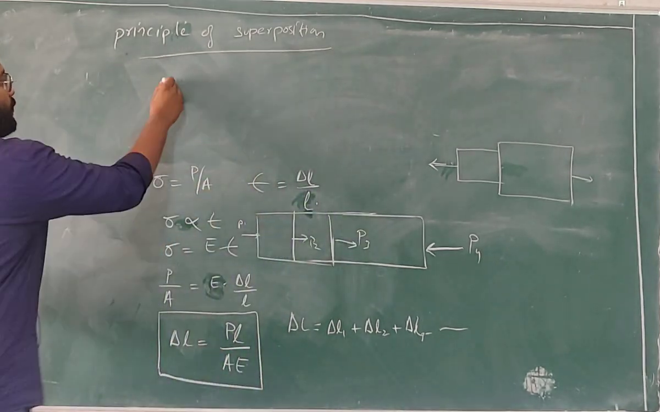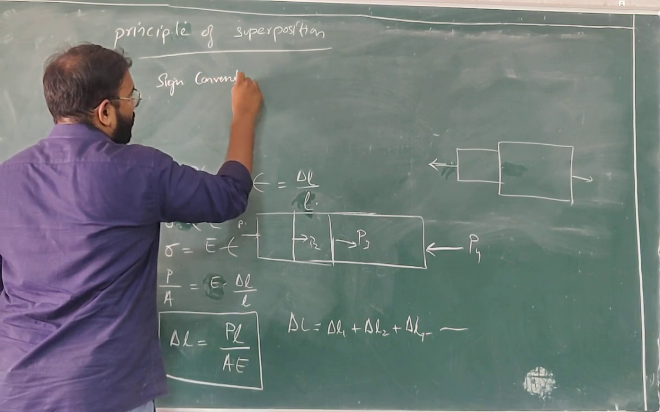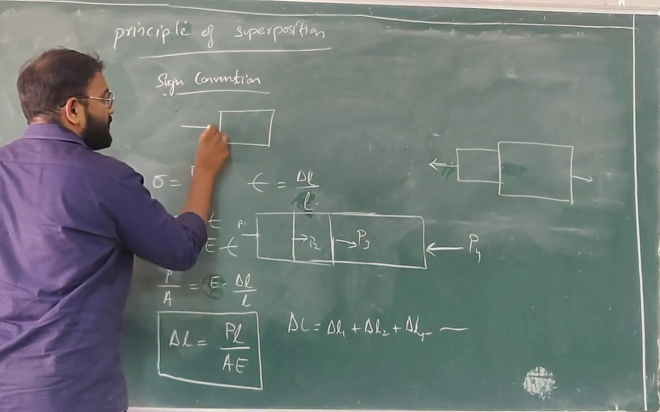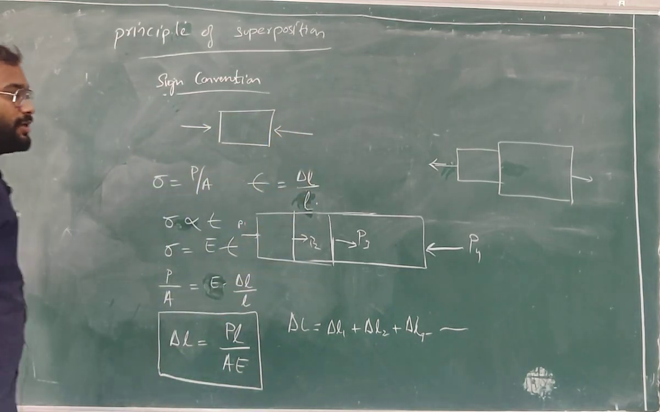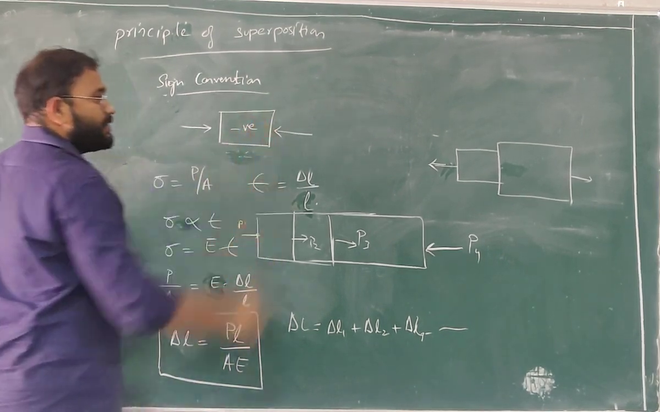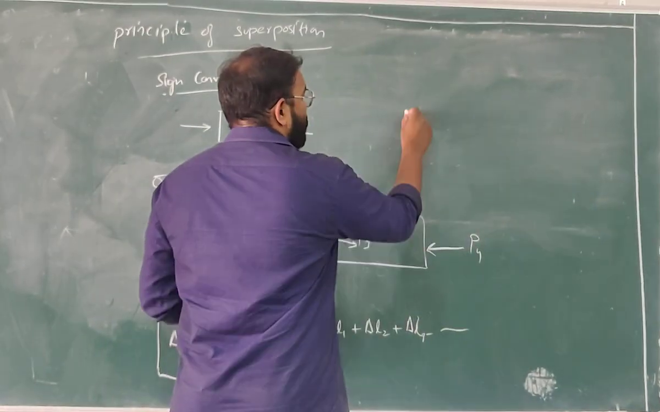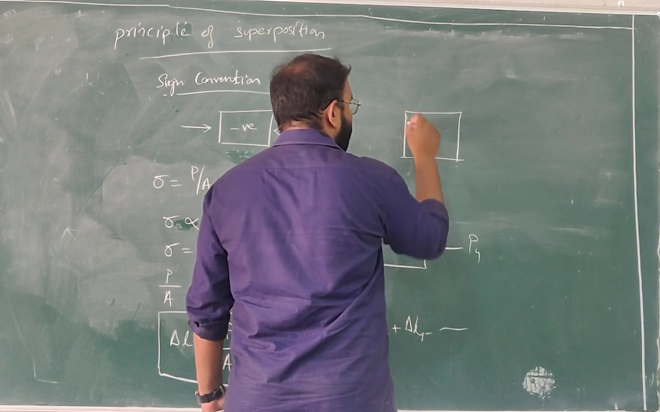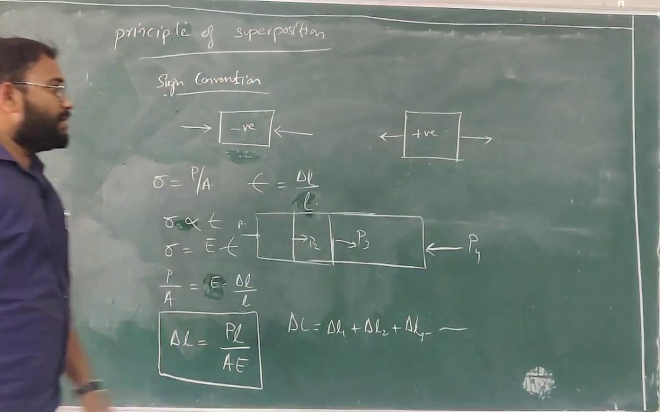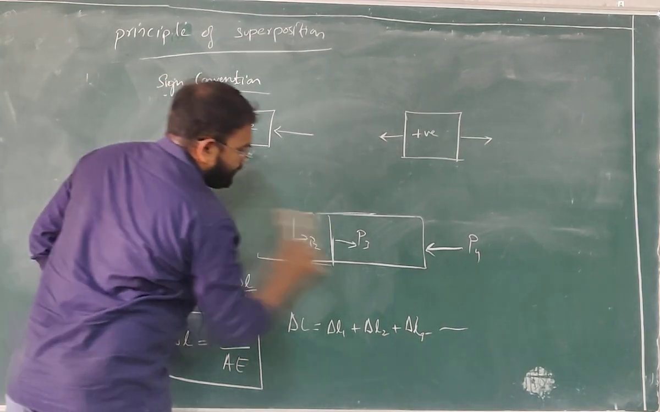The sign convention which is followed: suppose there is a body like this subjected to compressive forces. All the compressive forces will be taken negative, and all the tensile forces will be positive. This is the sign convention which I am following. So we'll discuss one problem.